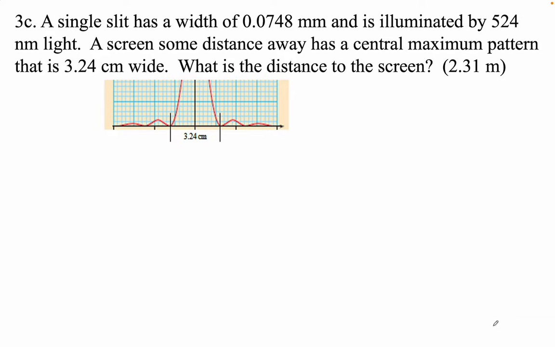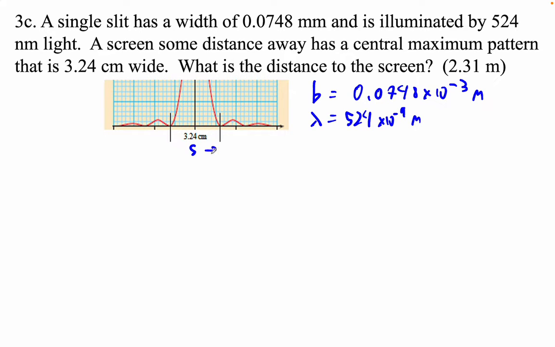Okay, a single slit has a width of, so our b is 0.0748 times 10 to the minus third meters. I'm not even going to try to move the decimal place on that, right? Our lambda is 524 times 10 to the minus ninth meters. And there's a pattern on the screen. This distance is 3.24. And then, of course, we want to find the distance to the screen.